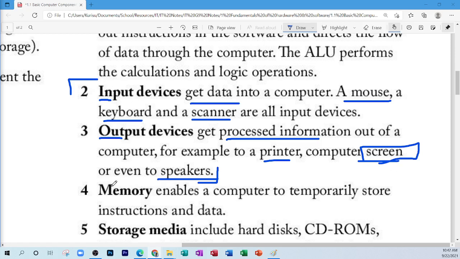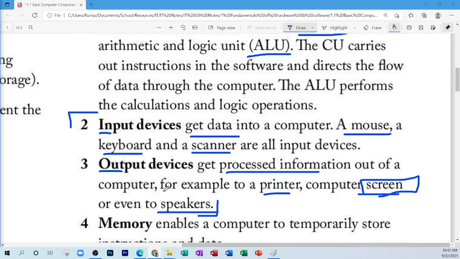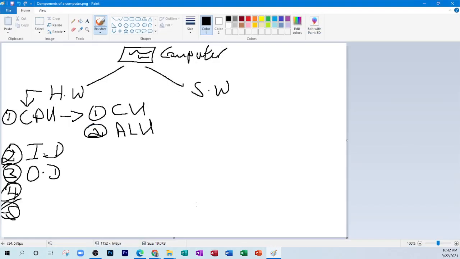So that is our second and third category of hardware. Now the order is not important. It's just that we have 5 categories and they put them into this order. The order is not that important.